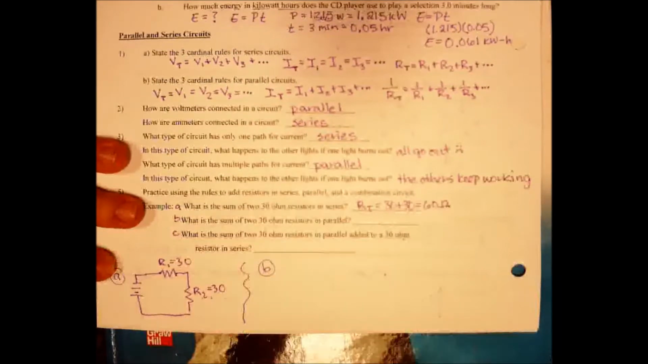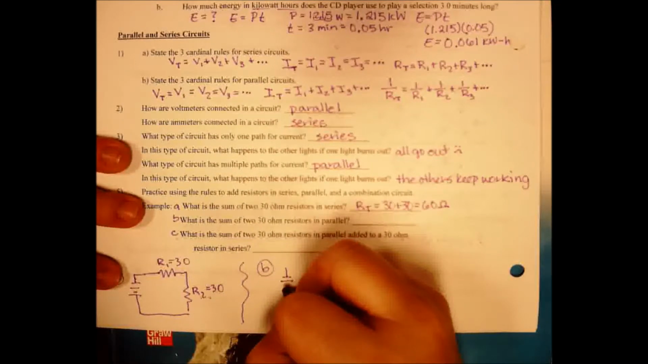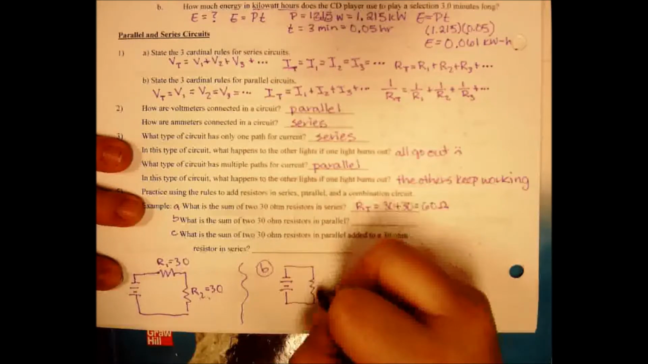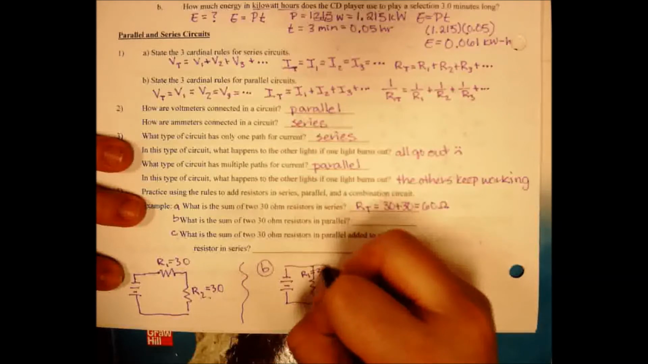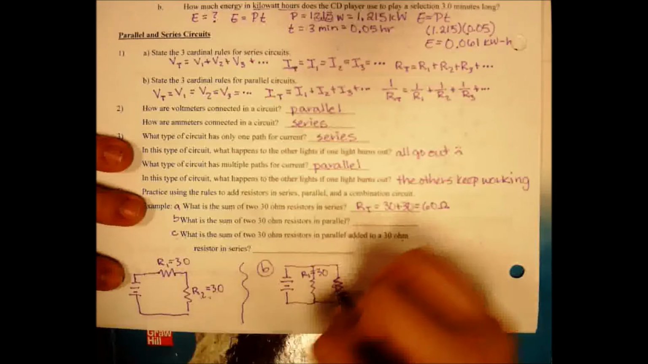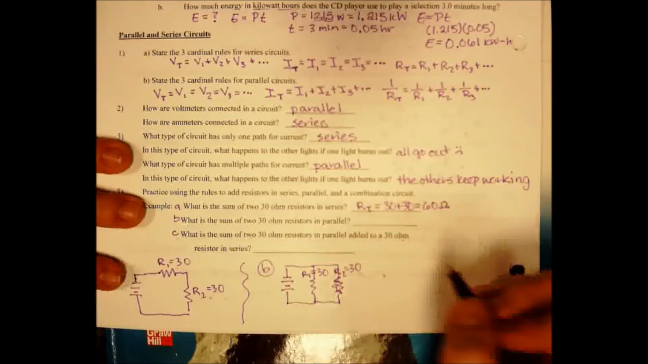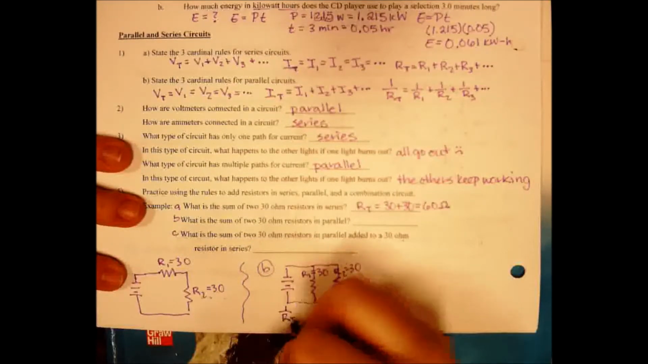For B, the sum of 2 ohm resistors in parallel. Battery again, this time, jaggedy, R1, is 30. Another squiggle is a really terrible resistor, I'm so sorry. R2, also 30. This time, though, we have to use 1 over.